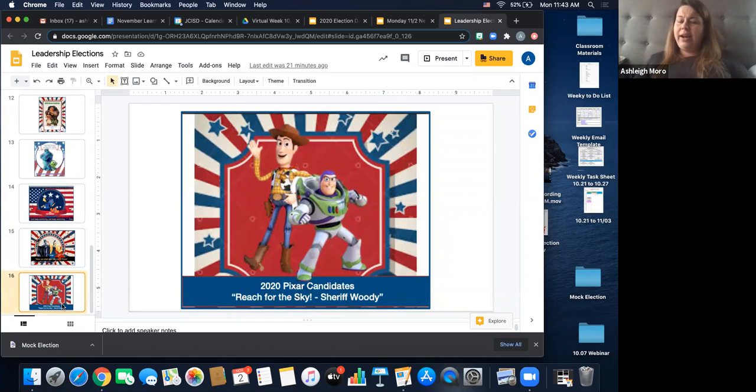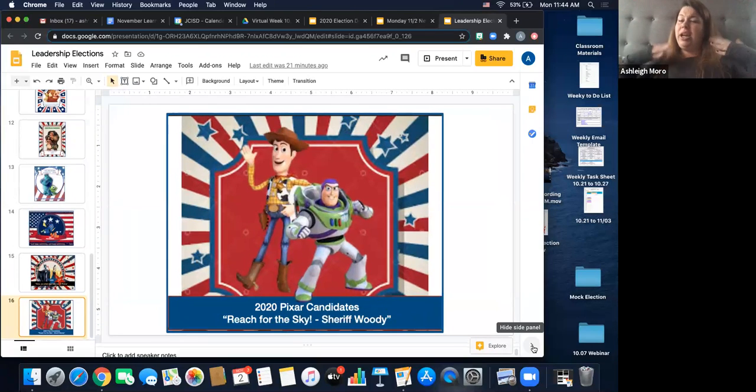Our final Pixar candidates for this year's mock election in leadership, Woody and Buzz from Pixar, and the slogan of, reach for the sky. So we have shown you all of our candidates for our mock election. Tomorrow, Miss Connie is going to talk about how to choose, or things that you should consider when making a selection for your candidate that you would like to vote for. And she will talk about characteristics that make people good candidates, or maybe candidates we might want to think about a little bit more. So tonight, your homework is to think about these. Think about who you think would be a good leader.